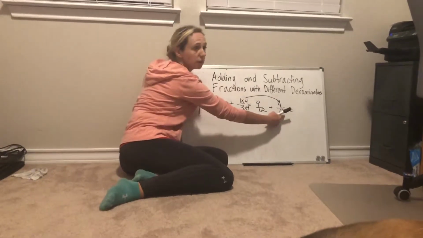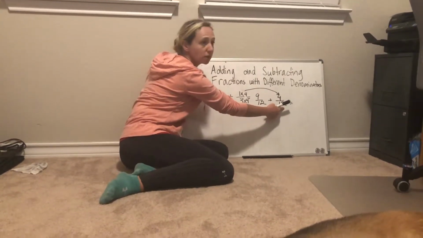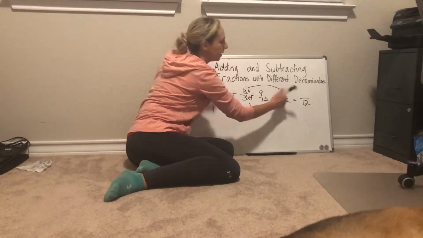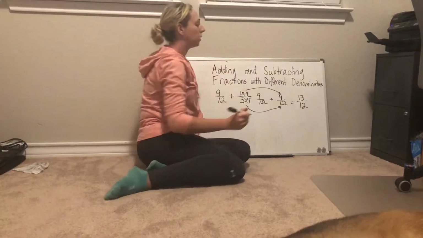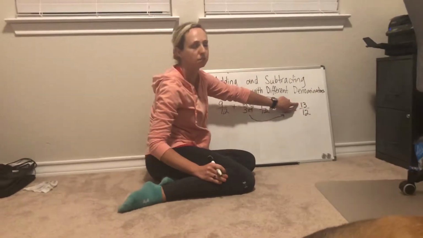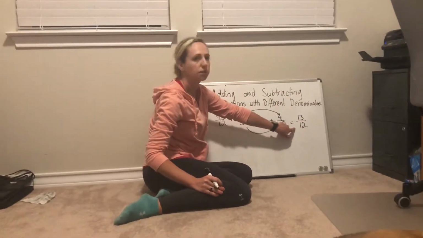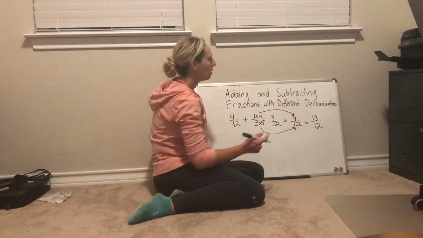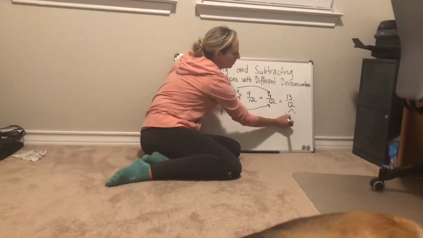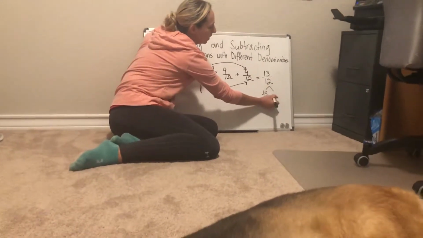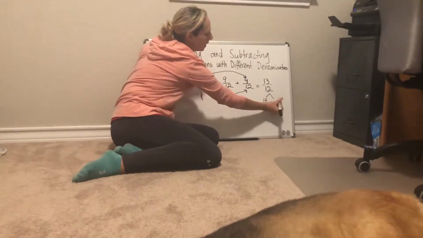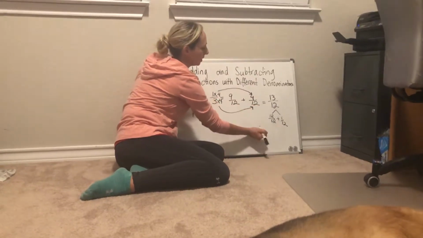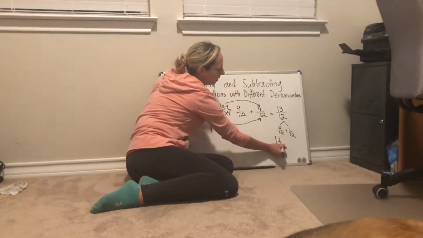I have a common denominator of 12. My denominator stays the same. It's 12. 9 plus 4 is 13. My numerator here is bigger than my denominator. It is called an improper fraction, so I'm going to change it to a mixed number. I know that there are 12 twelfths in one whole, and since I have 13 twelfths, I have 1 twelfth left over. So 13/12 is the same as 1 and 1/12.